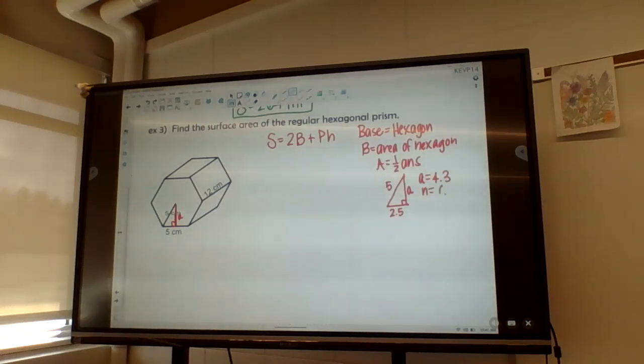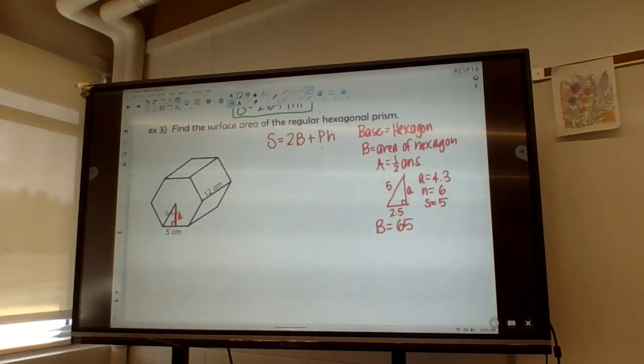The number of sides would be 6, and the side length would be 5. So our capital B is multiplying these all together and dividing them in half. I got like 64.95, depends how you round it. I kept my little a in there as a long decimal, so I ended up with around 64.5, which you might have gotten as well.